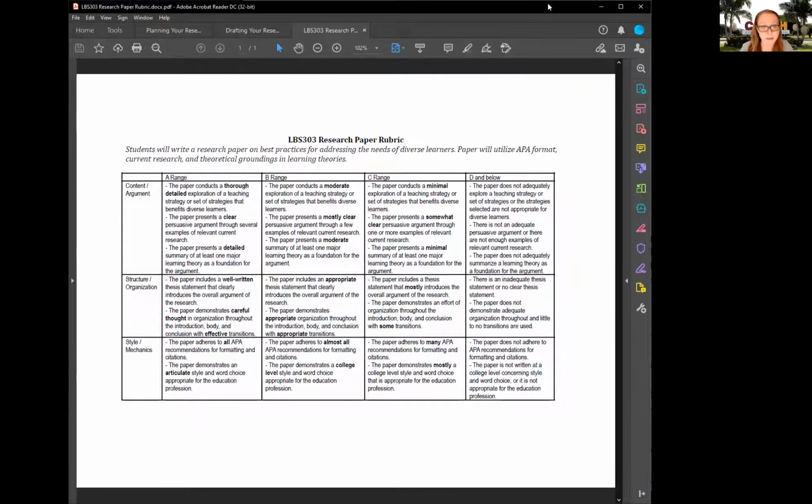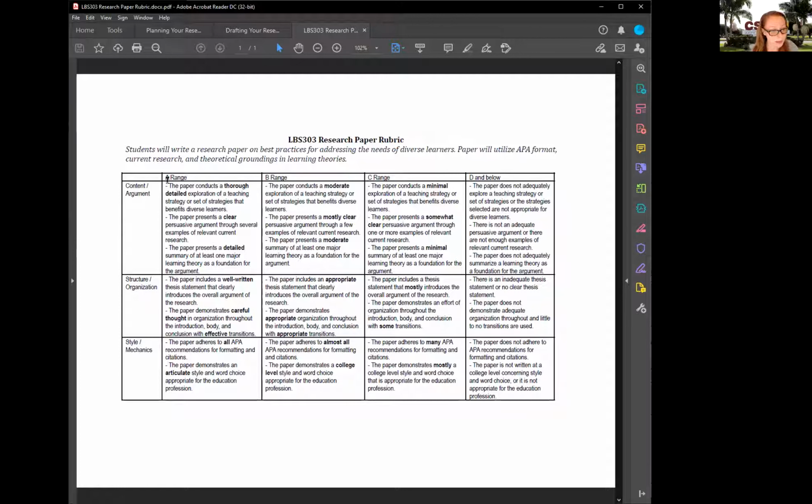And we're going to start by first looking at your rubric so that you know you're on track doing what you're supposed to do for this paper. And this can be found on Blackboard. So you can see there's an A range, B range, C range, D, and below. We're just going to look for the A range because we're going to assume everybody wants to get an A.